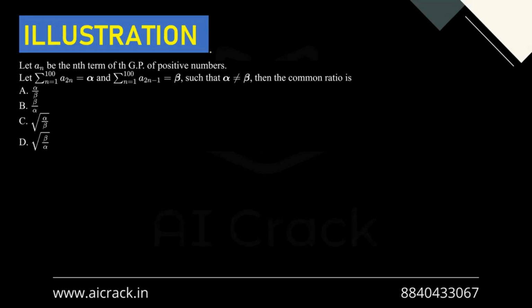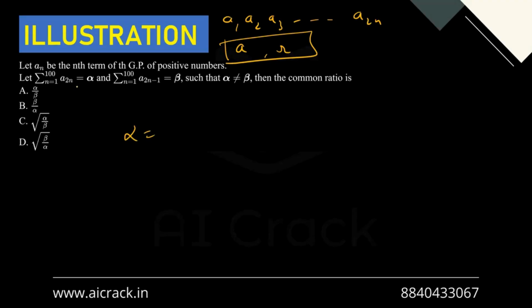So we have been given one GP: a1, a2, a3 till a2n. Let's say the first term is A and the common ratio is R. Now they have divided this GP into two parts, alpha and beta. Alpha has the terms with even subscripts, a_2n where n goes from 1 to 100, and beta has the odd subscripts. So alpha is a2 plus a4 plus a6 till a200.